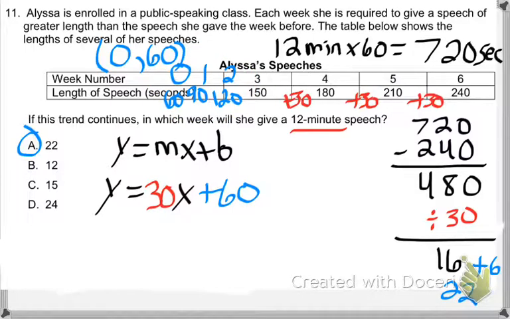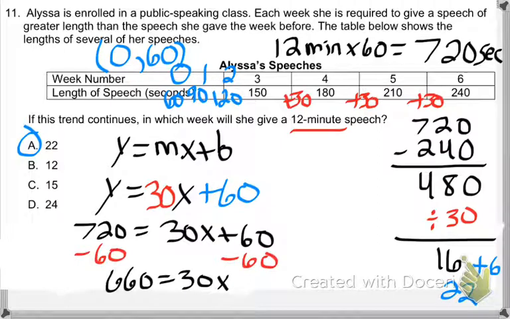So once you have your equation, you know she needs 720 seconds. So if she needs 720 seconds, that's y. And so you just write down the rest. In this case, you're working backwards. You actually know y, and you're solving backwards to find x. So subtract 60 from both sides. You get 660 equals 30x.